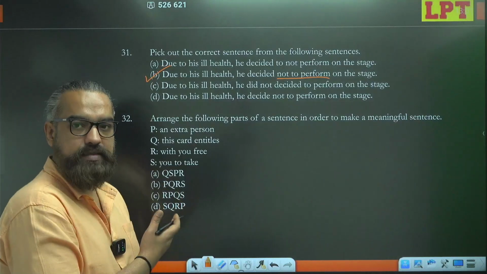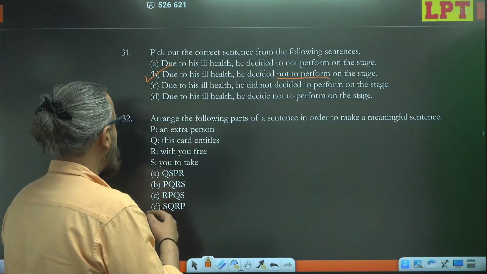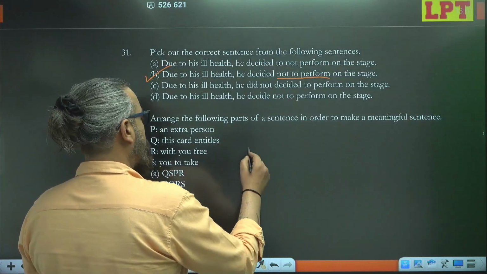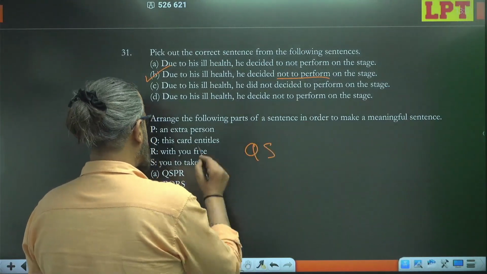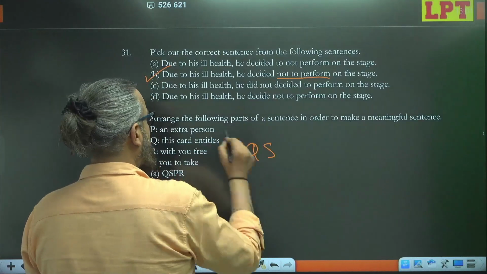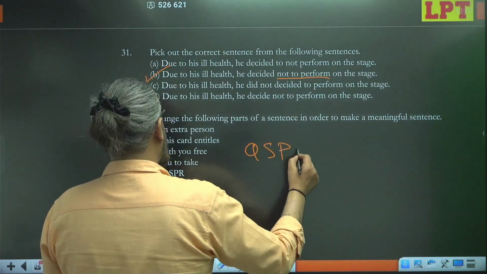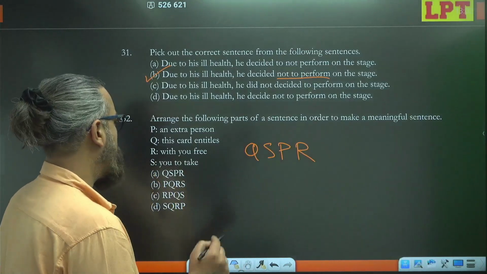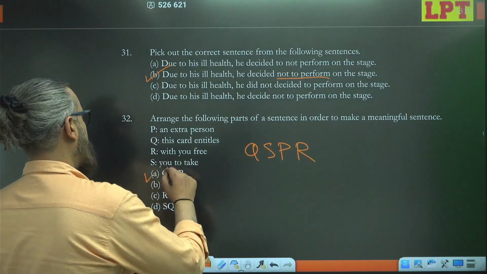32nd question again is a parajumble. Let's look at this. A mandatory pair. This card entitles. Whom does it entitle? You to take an extra person. Take whom? Take an extra person with you for free. QSPR. Do I have QSPR? Yes, I have QSPR.